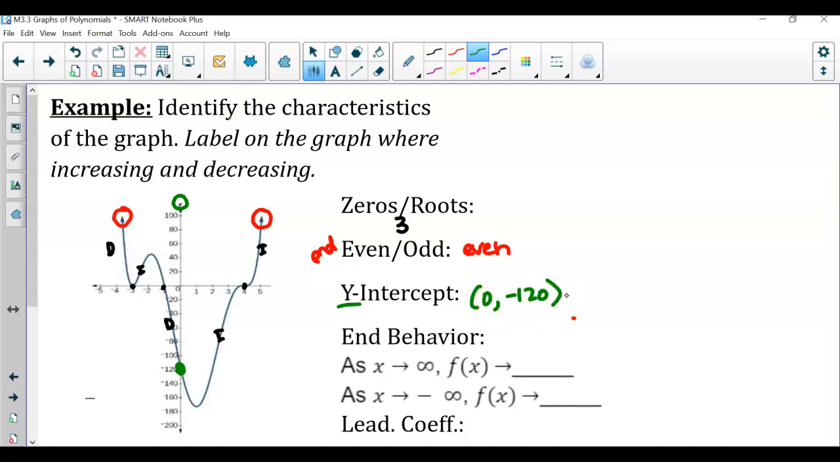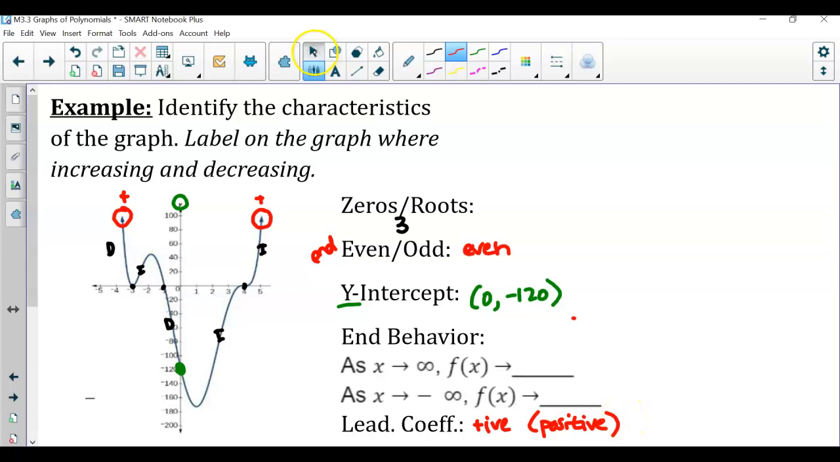Let's jump down to the leading coefficient. Again, looking at the end behaviors, notice how they're both going up towards positive infinity. So our leading coefficient is positive. And again, I'll write out the word. So this is a positive leading coefficient.